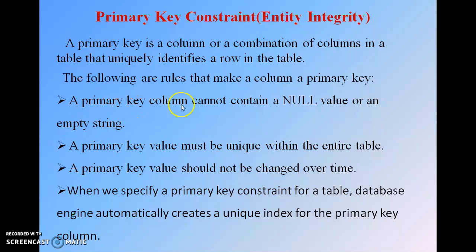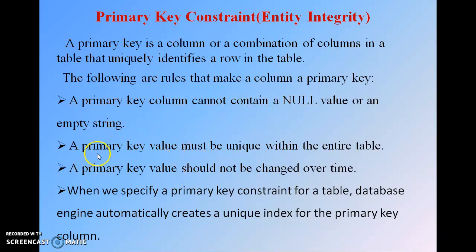A primary key column cannot contain a null value or an empty string. It indicates what? When we set a column with primary key constraint, that column becomes a mandatory column. Means we must enter some value according to its data type in that column. The column cannot contain a null value. The column cannot remain blank.